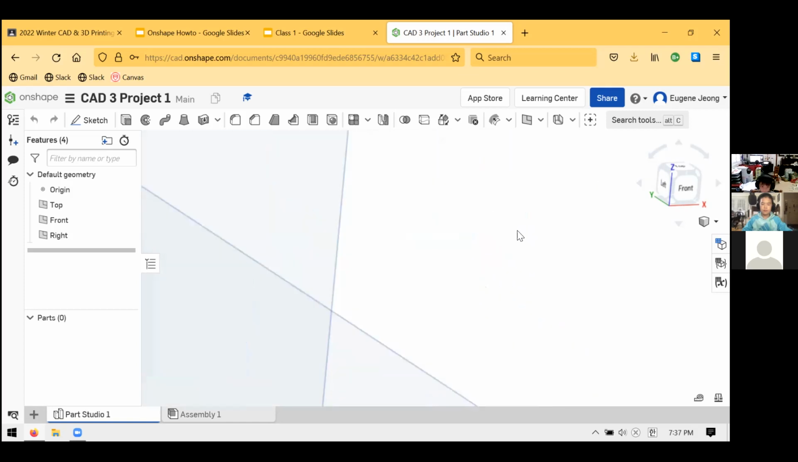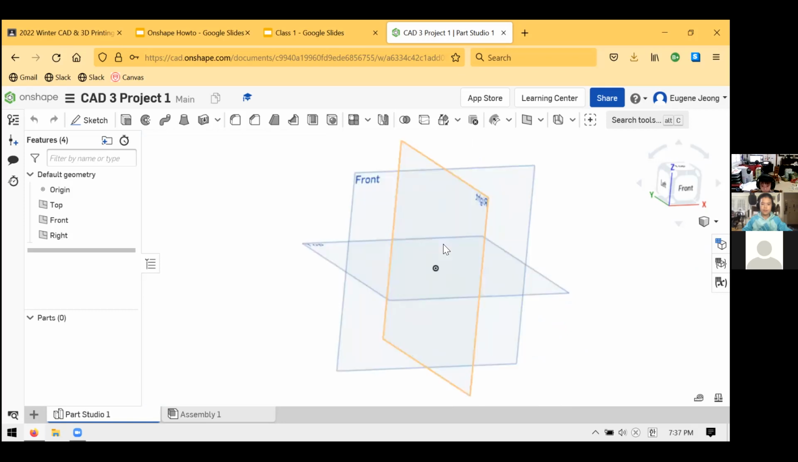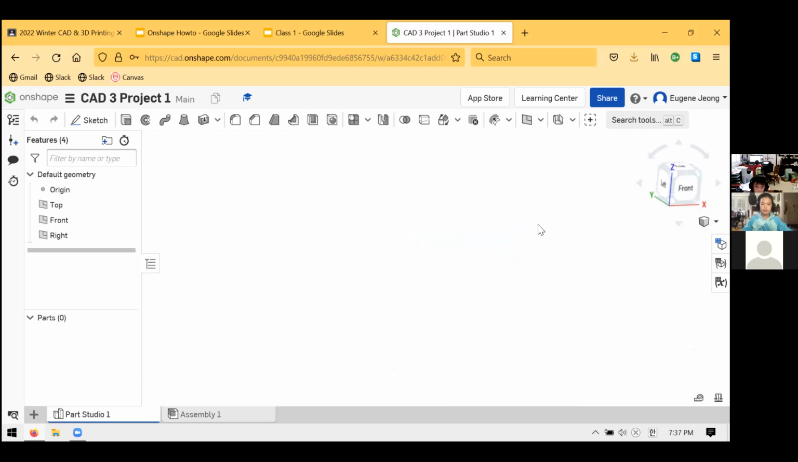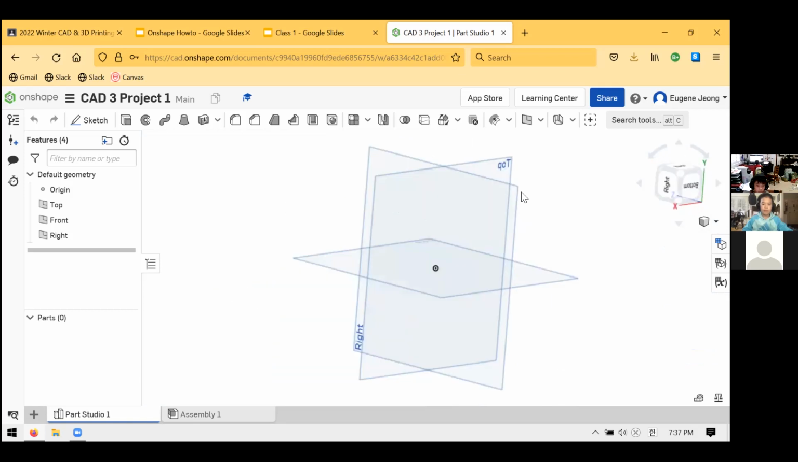If you ever get lost, if I pan too far away and I don't know where my thing is, I can hit F on my keyboard and it will bring me back to home. So again, I pan too far away, I lost everything, I can't see anything at all. If I hit F again, it'll bring me back home.